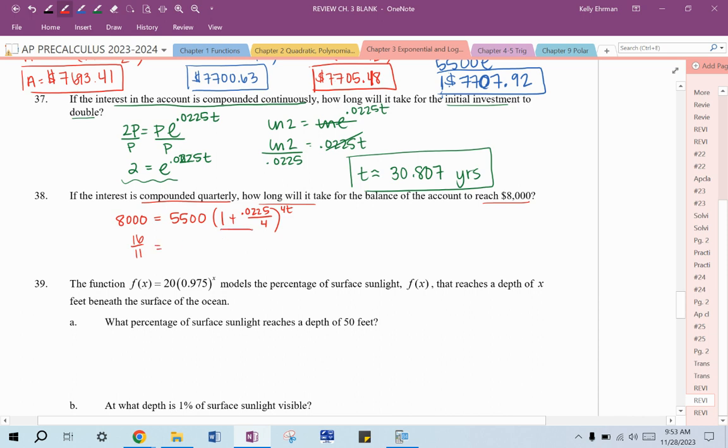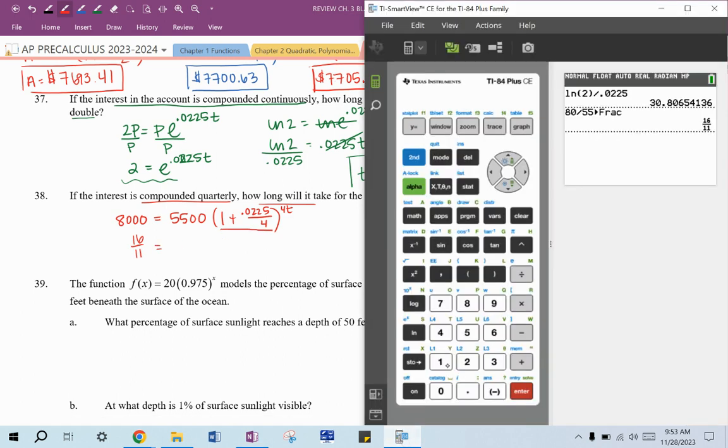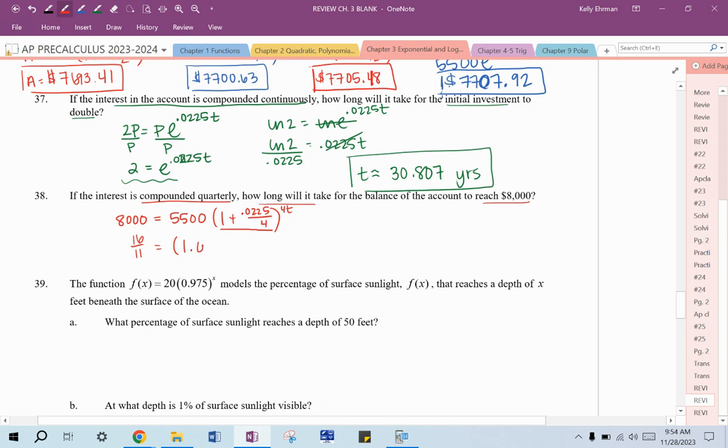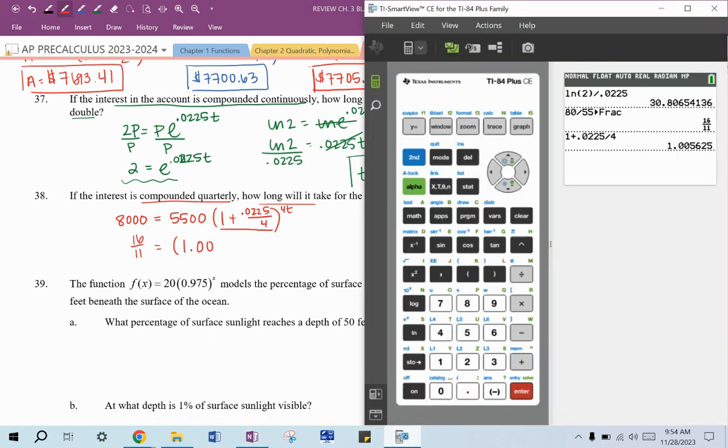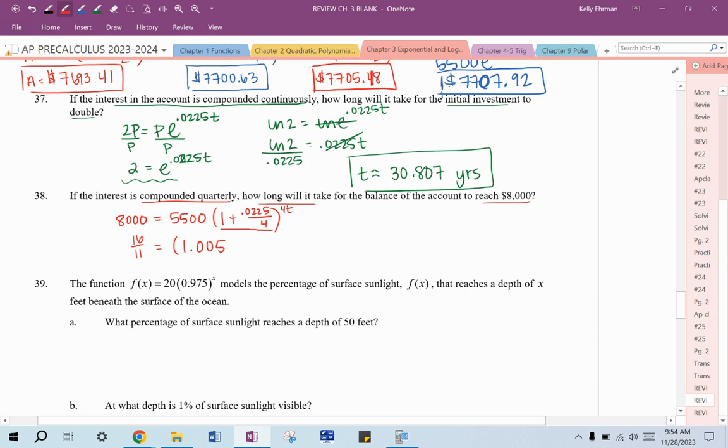And I could do the math right here, like what is 1 plus 0.0225 over 4? Now, if you do the math here, do not round this number. You would need to keep this as 1.005625. Or if you don't do the math, just leave it like that, to the 4t. We're going to log or natural log both sides. The base is weird, I would not want to log this base both sides. I mean, I guess you could, but I'm just going to natural log both sides.